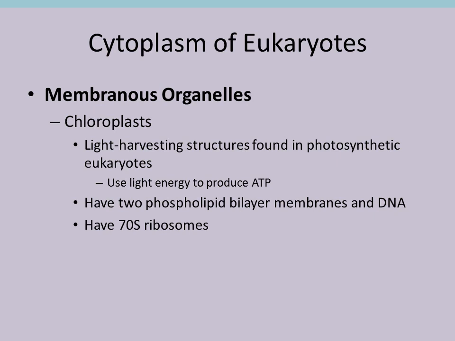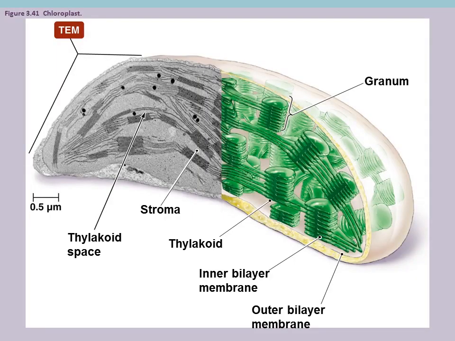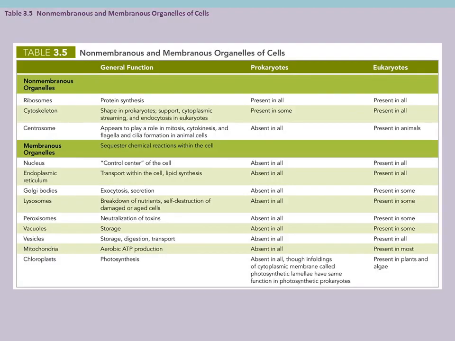The chloroplast. Some eukaryotic cells, such as plants, will have chloroplasts. This is going to be able to absorb solar energy, the sunlight, and carry out the process of photosynthesis where it's producing ATP. The chloroplast also has a double membrane like the mitochondria does. It also has DNA in it, which is circular. It also has 70S ribosomes in it. And here you can see the relative structure of the chloroplast. And this table is a summary showing the comparison of prokaryotes and eukaryotes and the various organelles that are present in them.